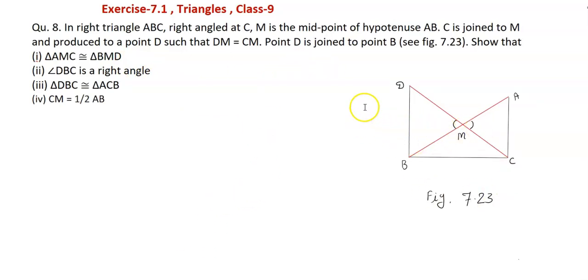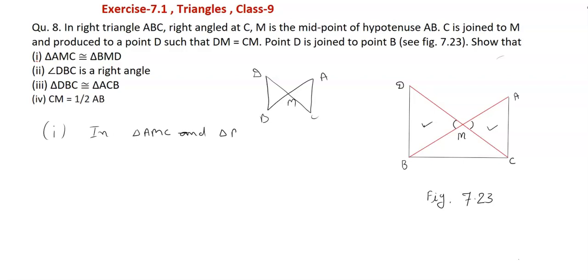First we have to prove triangle AMC is congruent to triangle BMD. Like that we are making the figure here. So these two triangles we have to prove. We will start by taking triangle AMC and triangle BMD.